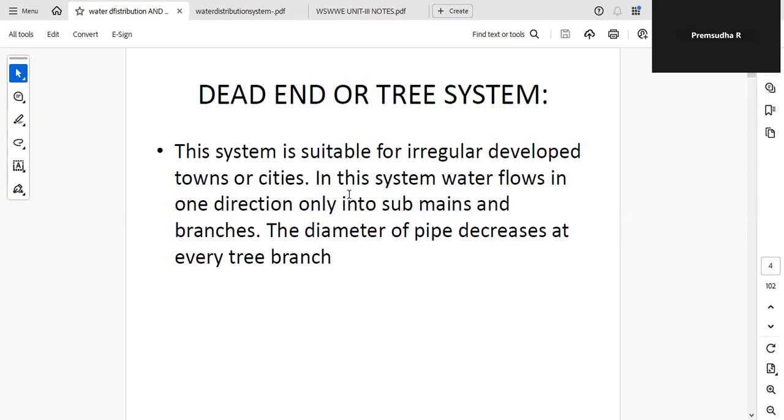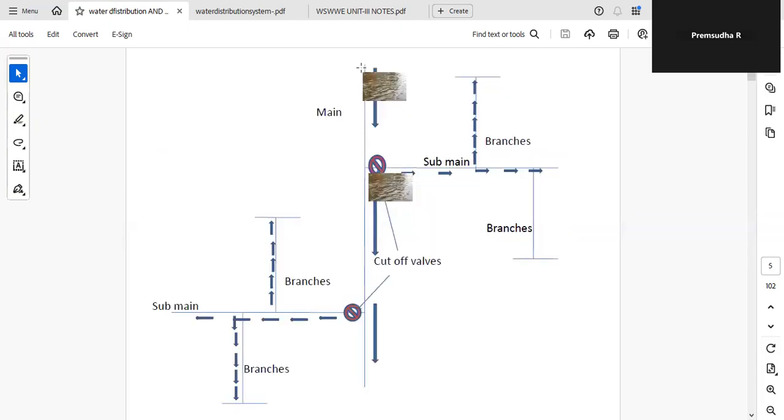This system is suitable for irregularly developed towns or cities. In this system, water flows in one direction only into submains and branches. The diameter of the pipe decreases at every branch. So here you can see the main pipe. From the main, there is a submain. From the submain, there is a branch. Then there are cut-off valves.